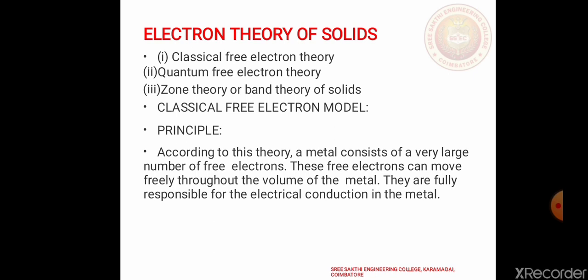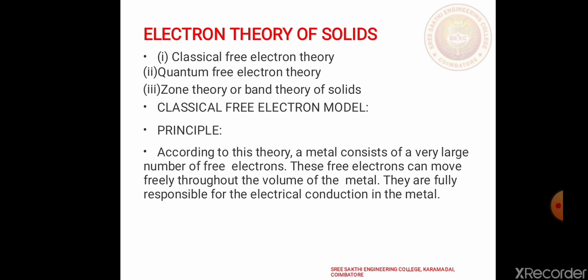So far, 3 electron theories have been proposed. Number 1, classical free electron theory. It is a macroscopic theory proposed by Drude and Lorentz in 1900. This theory explains the free electrons in lattice and it obeys the laws of classical mechanics. Number 2, quantum free electron theory. It is a microscopic theory proposed by Sommerfeld in 1928. This theory is explained with the concept that the electron moves in a constant potential and it obeys quantum laws.